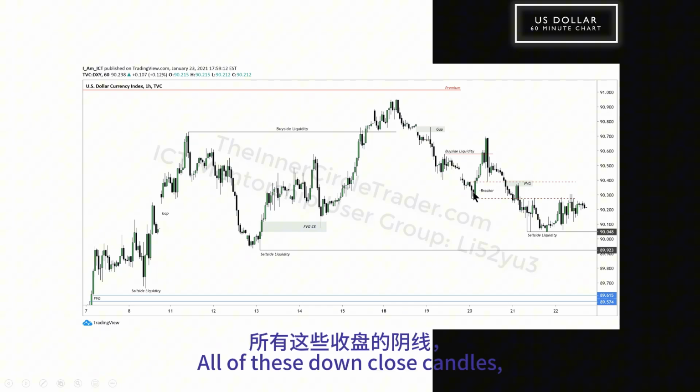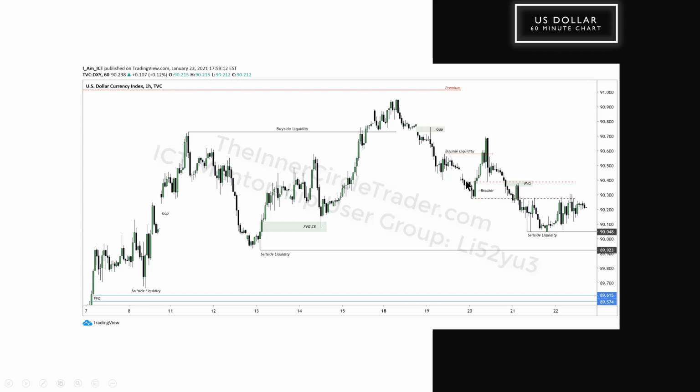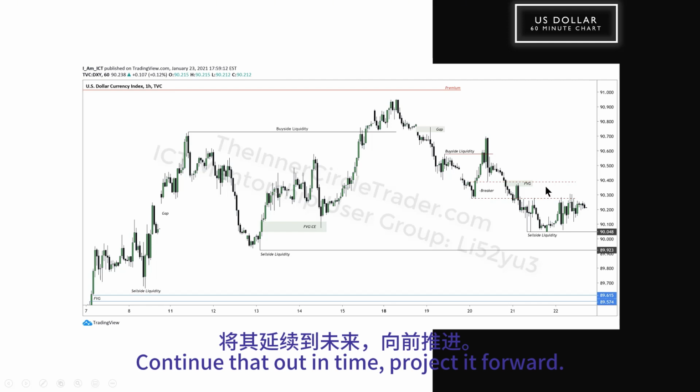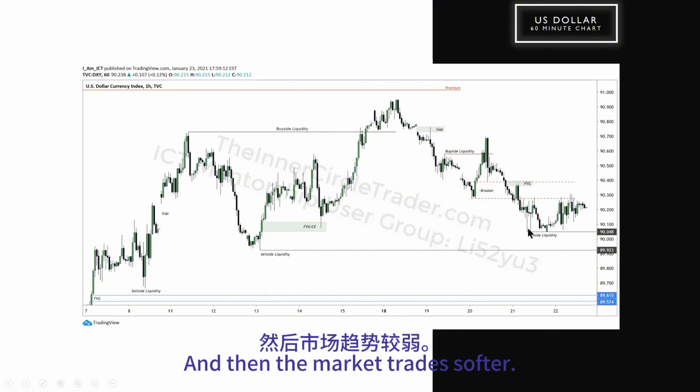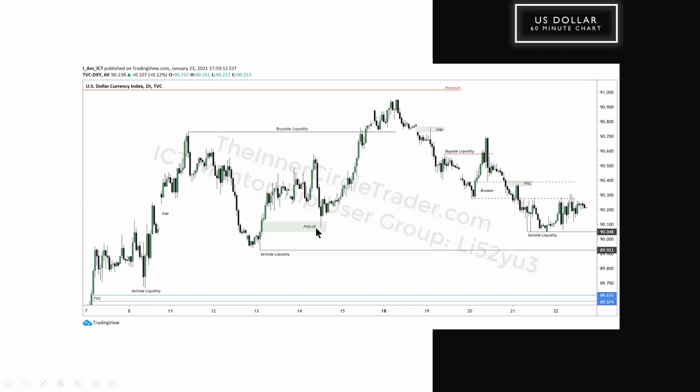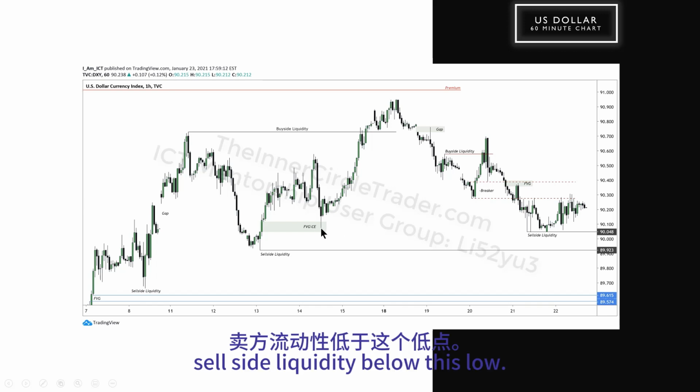We have a breaker here. All of these down closed candles, they are a breaker. Continue that out in time, project it forward. Inside of that breaker, we have a fair value gap there. Trades up into it. Small little Judas swing on the 21st. And then the market trades softer. And sell side liquidity below this low.